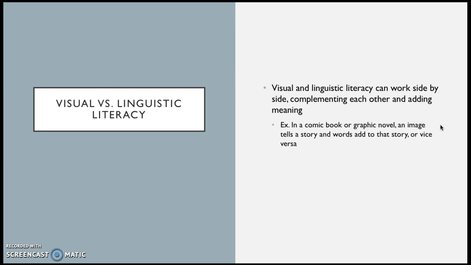So something that's different between visual and linguistic literacy. Linguistic literacy would be the type of literacy that's associated with books, whereas visual literacy is the type of literacy that's associated with images. Visual and linguistic literacy can really work side by side, complementing each other and adding meaning. For example, in a comic book or a graphic novel, which I'm sure a lot of you have read, an image tells a story and then words add to that story or vice versa. You might have an image and then those boxes with the dialogue and the text will just add to those images.